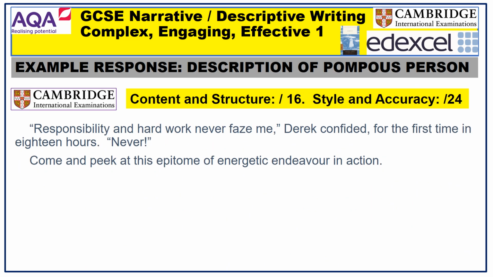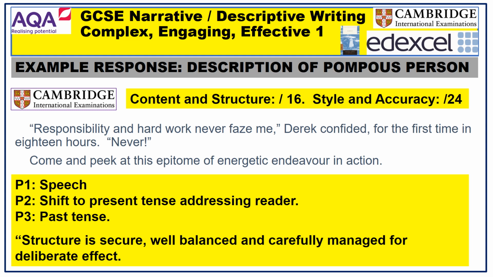Let's start with CIE. As you will know, the mark scheme for section 2 of paper 2 is split into 2 sections, out of 16 for content and structure and 24 for style and accuracy. I'm attempting to use a more interesting structure here by including some brief speech in the first paragraph, a shift to the present tense in the second paragraph, before returning to past tense in the third. Thus, I'm moving towards meeting the criteria of structure being secure, well balanced and carefully managed for deliberate effects.